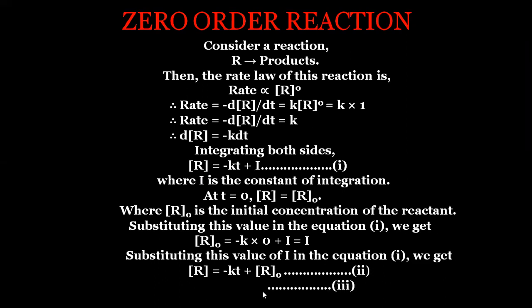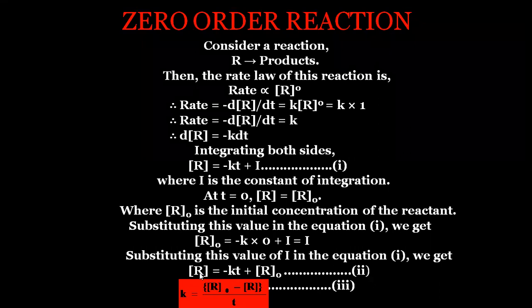Once we are done with that, then if I just rearrange this, what is the expression of K I will be getting? K will be equal to R naught, okay, minus R. K, I'll take it to the other side: minus KT will become plus KT. This R from the left hand side, when it comes to the right hand side, will become minus R. So R naught minus R, and T, if I bring it to the right hand side, it will be divided by T. So this is the integrated rate equation of the zero order reaction, or the expression of K for zero order reaction, expression of the rate constant of zero order reaction.